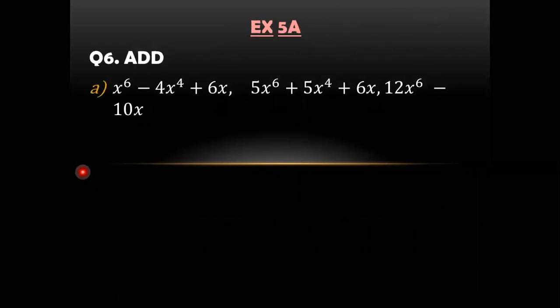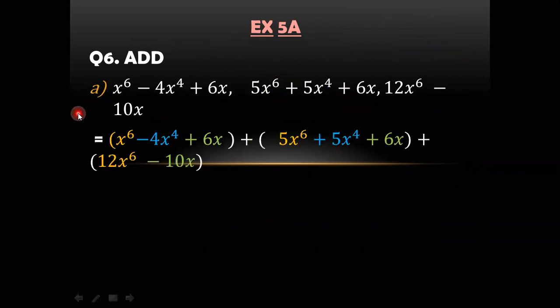अब चलते हैं एक्सरसाइज की तरफ। एक्सरसाइज 5A क्वेश्चन नंबर 6 एडिशन के क्वेश्चंस हैं। We are given 3 polynomials like this और हमें इन तीनों को ऐड करना है। सबसे पहले स्टेप में तो हम इनको सिंपली ब्रैकेट में लिखेंगे और we will put a sign of plus in between them, right?